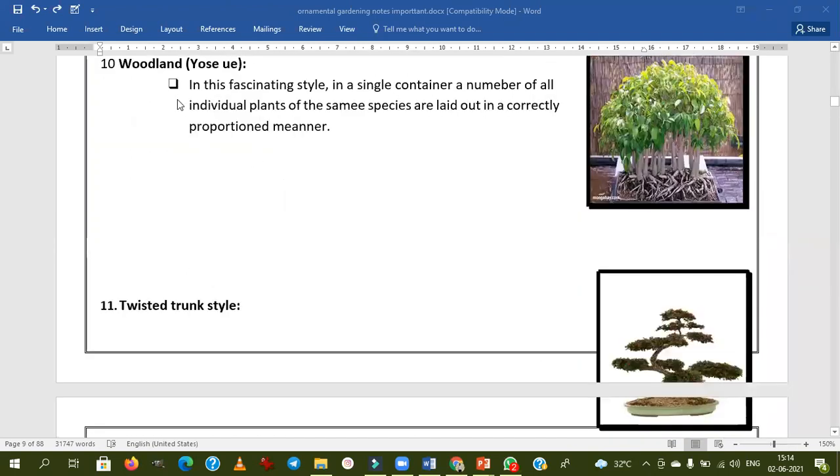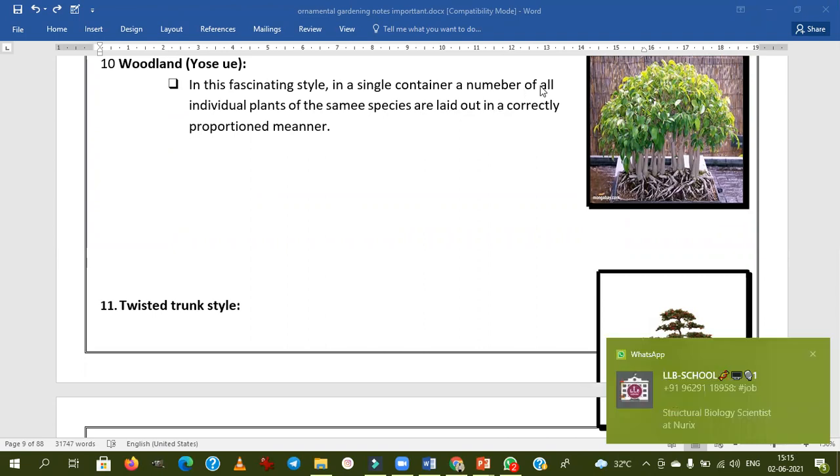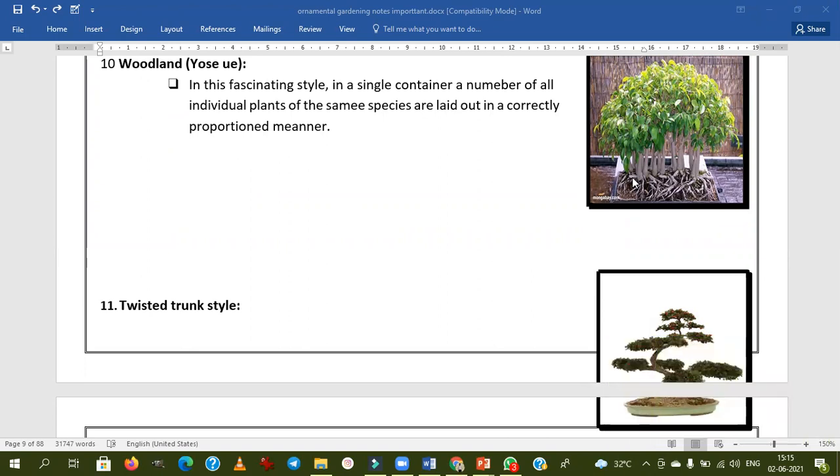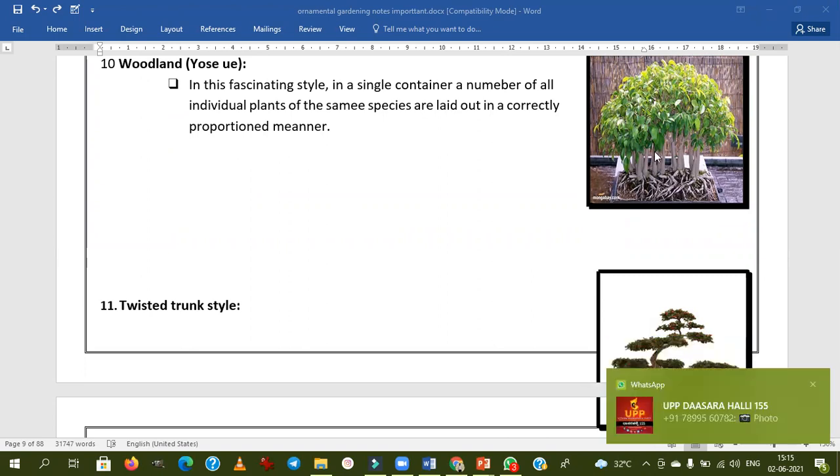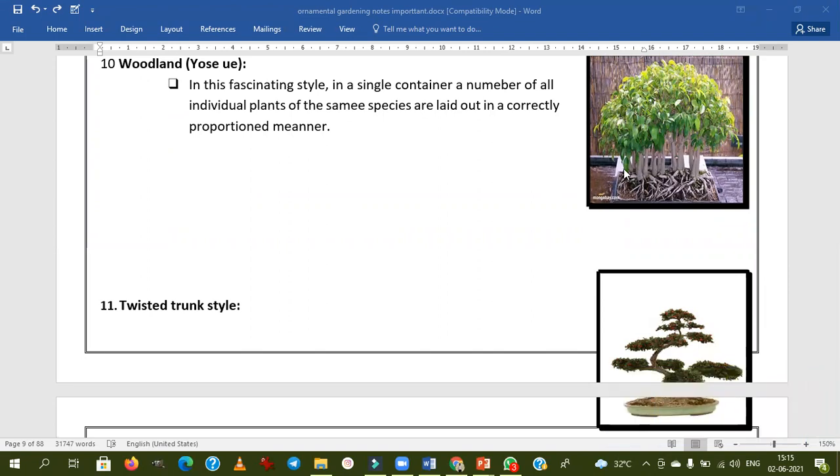For the woodland. Woodland here is also a fascinating style. In one single container, numerous individual plants of the same species are laid out in a correctly proportioned manner. Here multiple plants are sown in a single container to showcase a woodland. This resembles a natural forest.